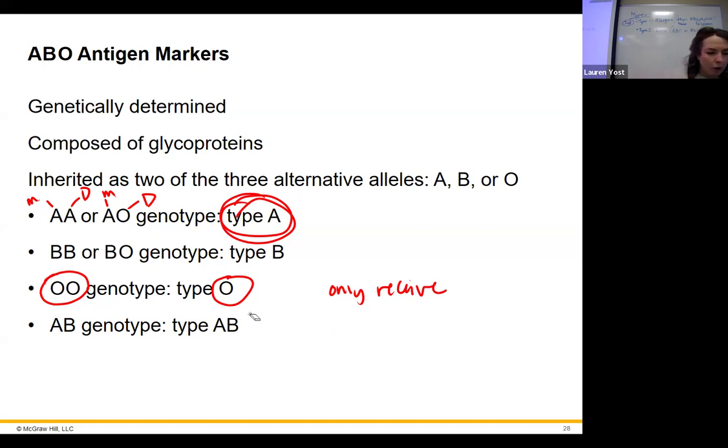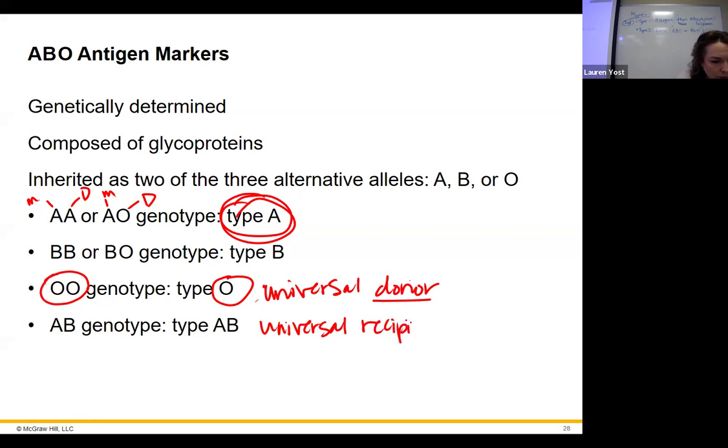So with the O, this is what we would call the universal donor, because anybody can get O. Everybody has that foundation. What do we call AB? It's pretty much the opposite. It is the universal recipient.